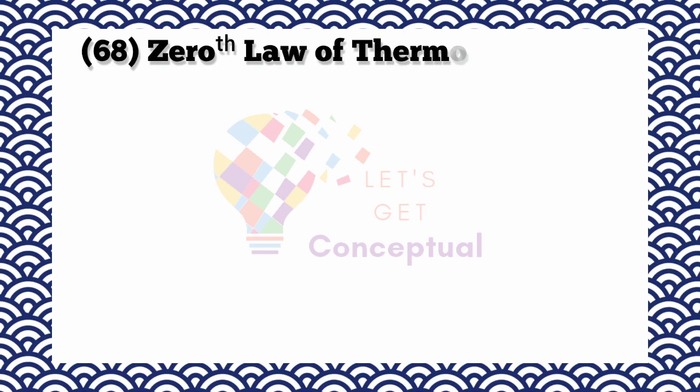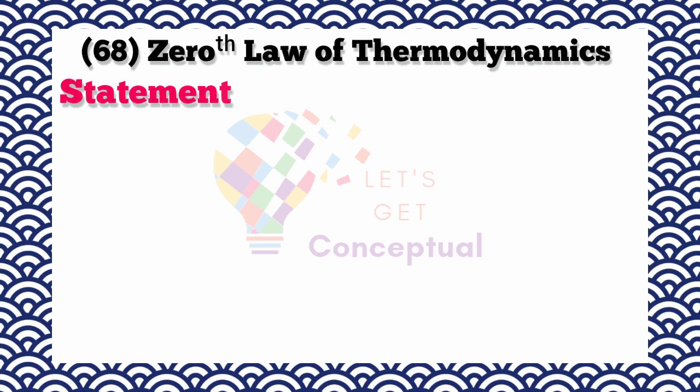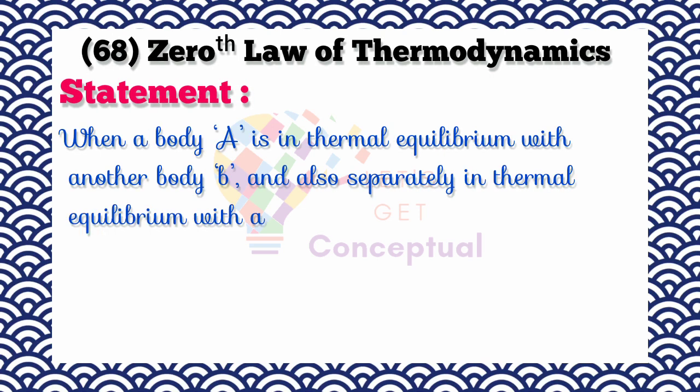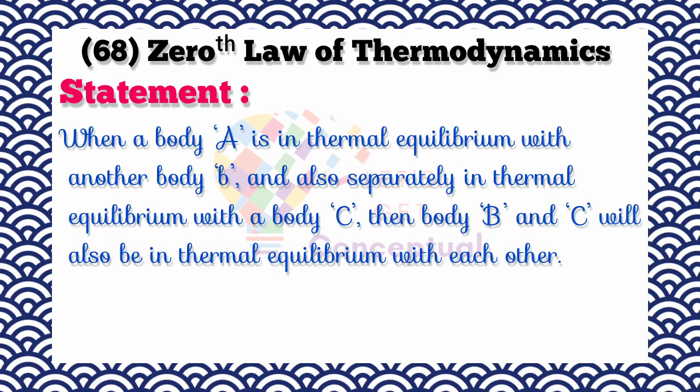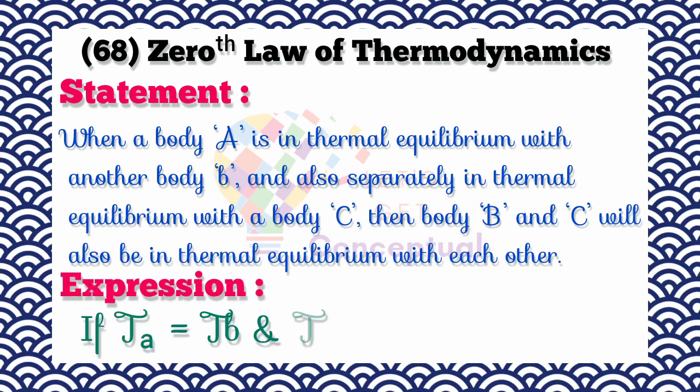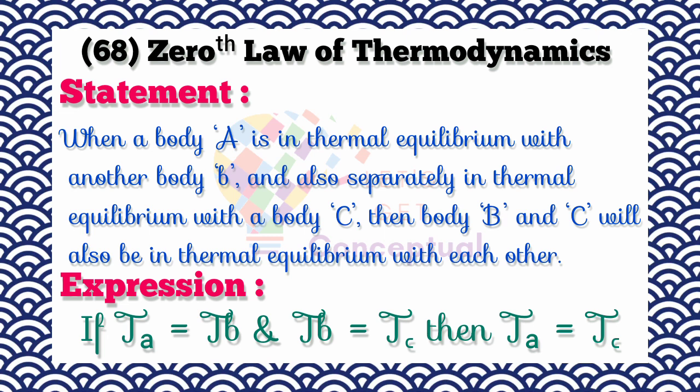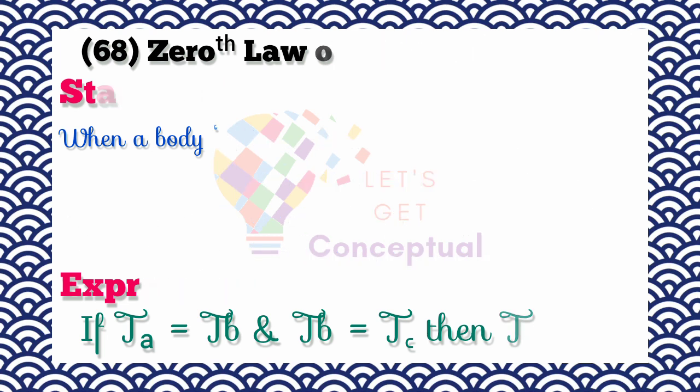Number 68. Zeroth law of thermodynamics. Statement: when a body A is in thermal equilibrium with another body B and also separately in thermal equilibrium with a body C, then body B and C will also be in thermal equilibrium with each other. Expression: if TA equals TB and TB equals TC, then TA equals TC.